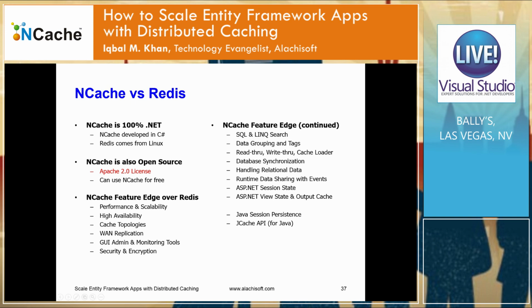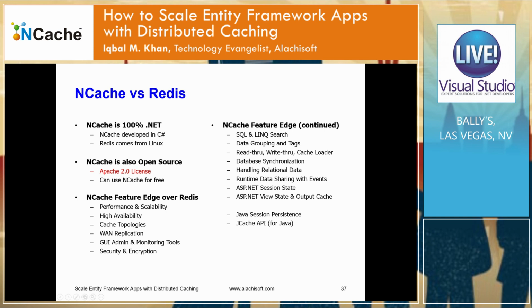There are a lot of features that NCache has. I went through some of those features that none of the other caches in the market, at least on the .NET side, and that includes Redis, have. The Java side caches have those features, those in-memory data grids, but the .NET side caches don't. So all these features that I'm talking about, caching topologies, WAN replication, GUI admin tools, security, encryption, SQL searching, grouping, read-through, write-through, database synchronization, relational data, these are features that Redis does not have.